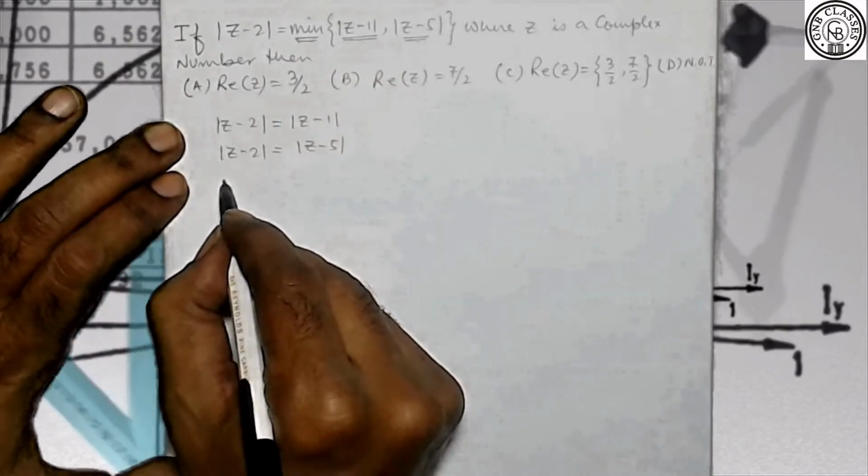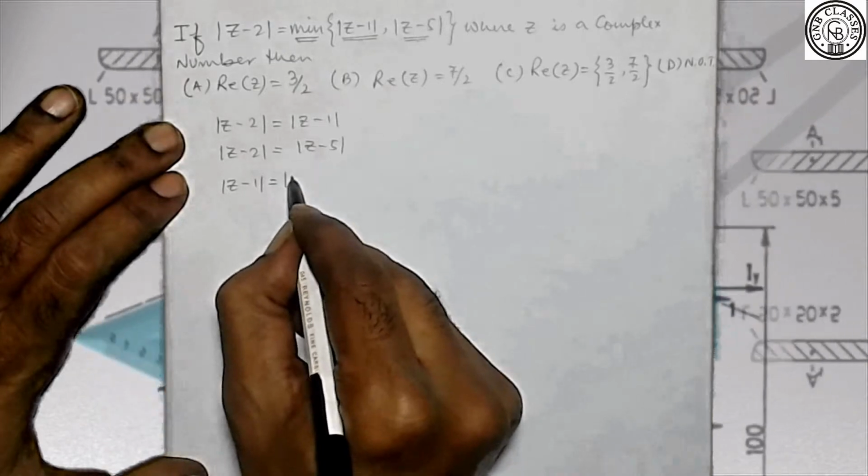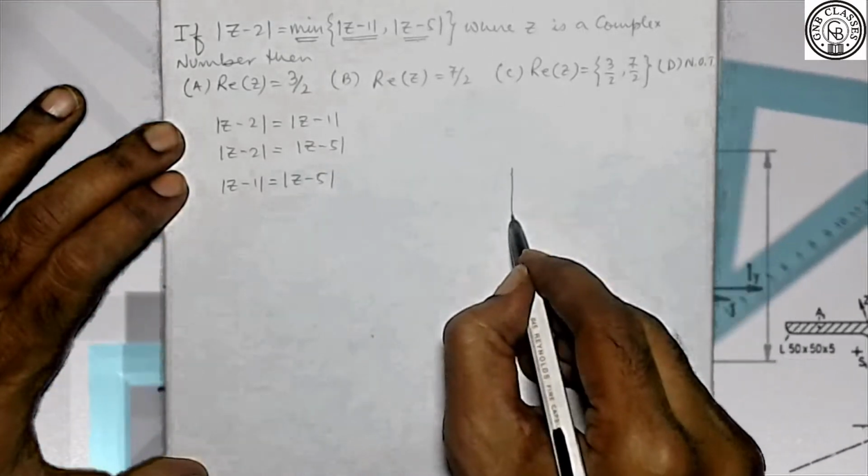Okay. Now if mod of z minus 1 is equal to mod of z minus 5, let me just draw it.